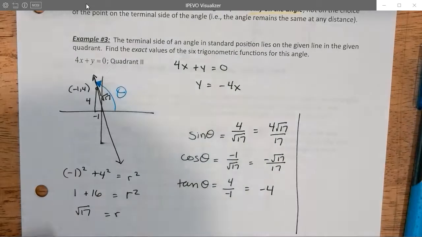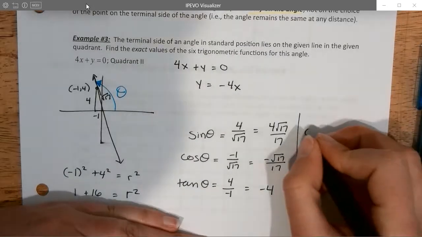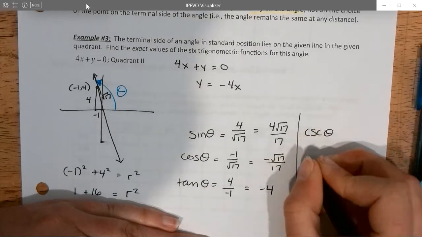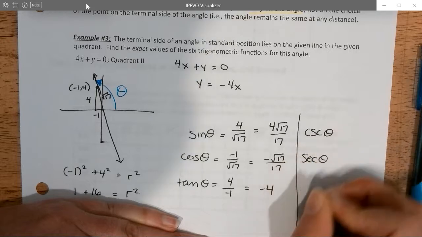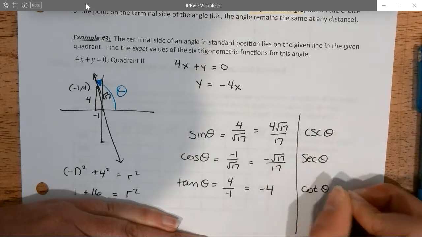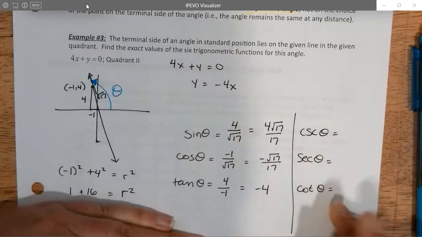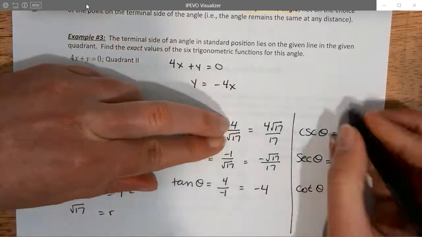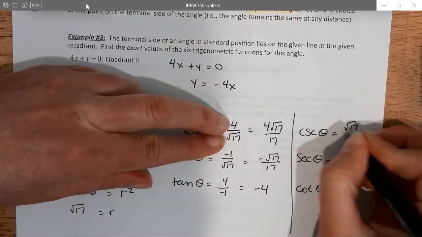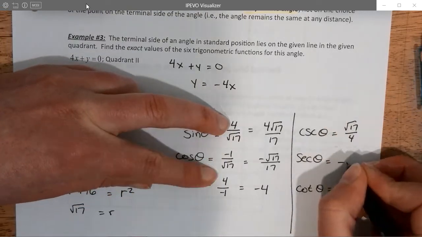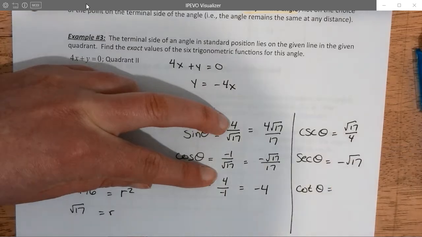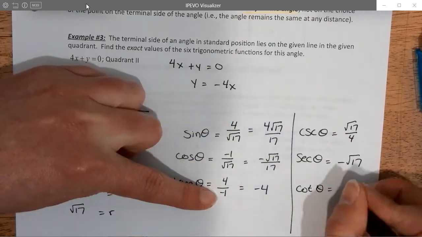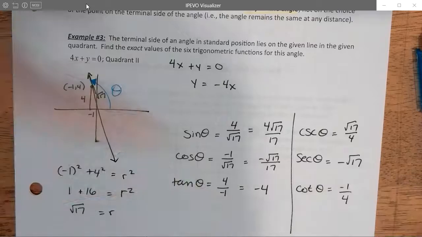Then we can get the reciprocal functions. We can get the cosecant of theta, the secant of theta, and the cotangent of theta. Instead of recalculating them, we're going to just flip our original ratios. So it's going to be the square root of 17 over 4, negative the square root of 17, no need to write the 1 in the bottom, and then -1/4. And I have all 6 trigonometric ratios.